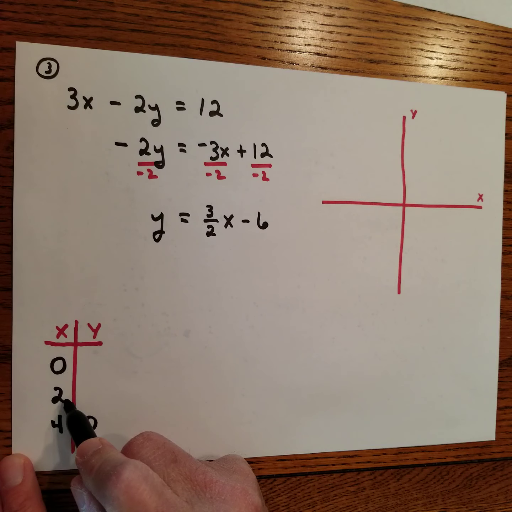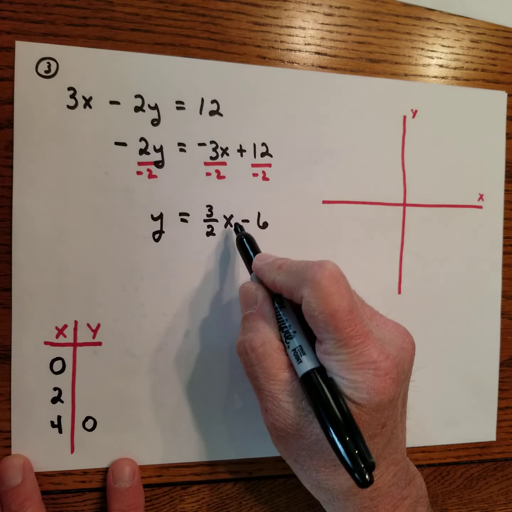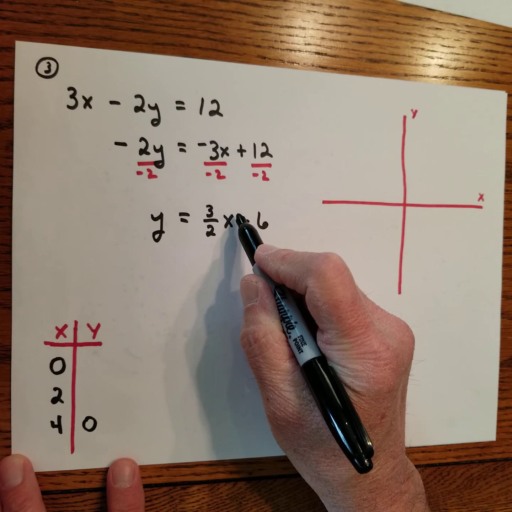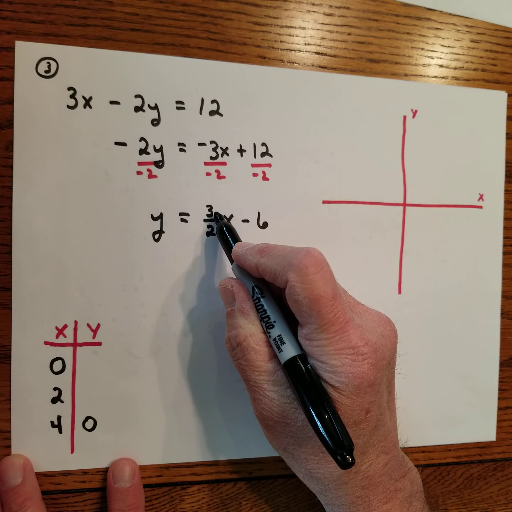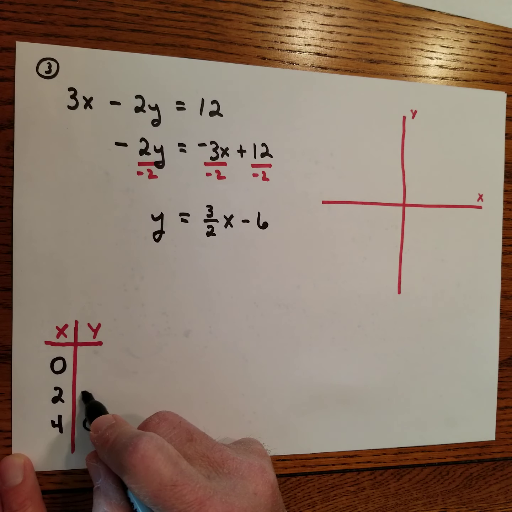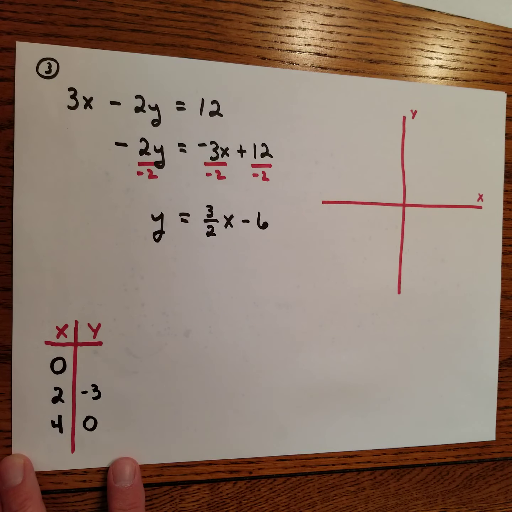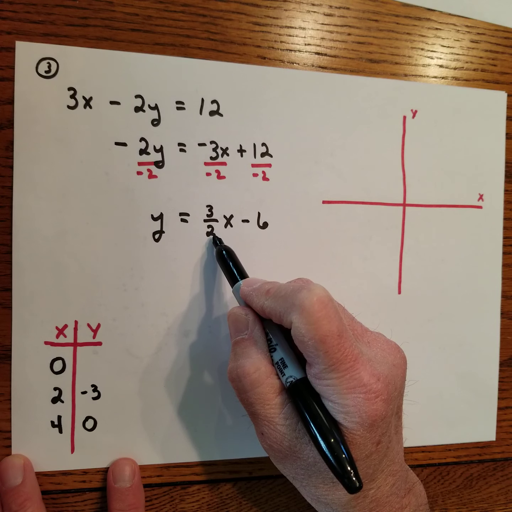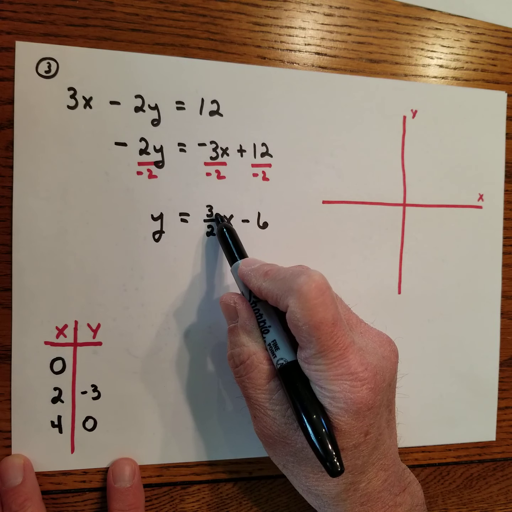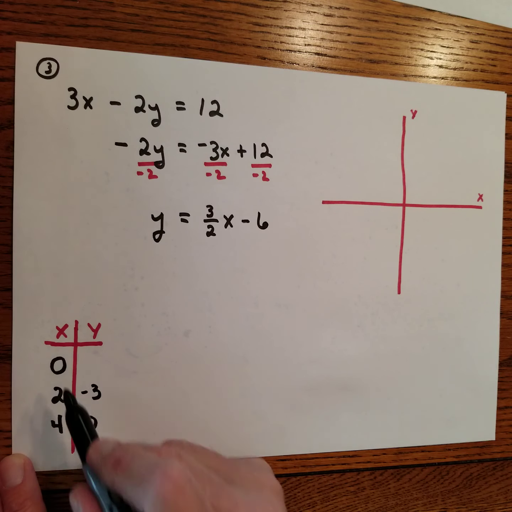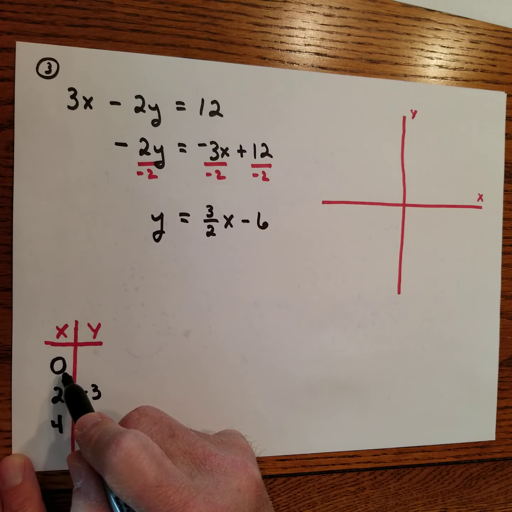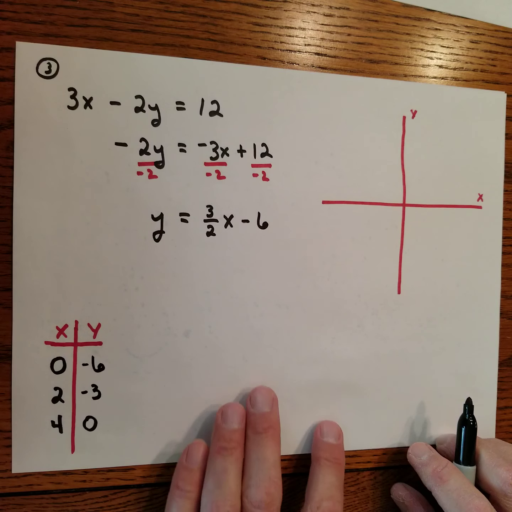Let's try that again. This time we'll plug in the 2. I'll plug the 2 in right here. And it's 2, divide by 2 is 1, 1 times 3 is 3, and 3 minus 6 is negative 3. Let's try that again. 2 divided by 2 is 1. 1 times 3 is 3, and 3 minus 6 is negative 3. When I plug in 0, 0 times anything is just 0. That's 0 minus 6. Let's plot those 3 points.